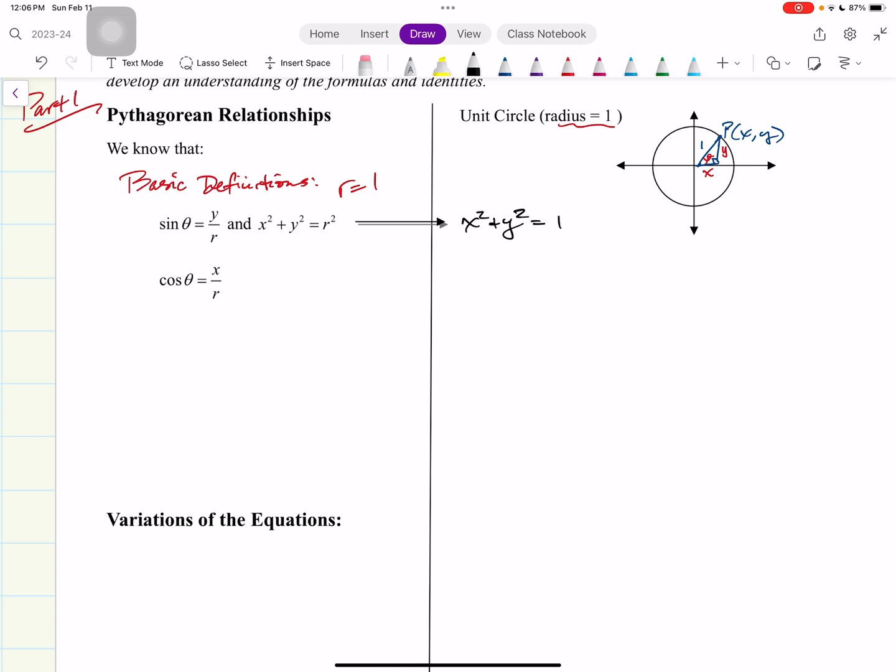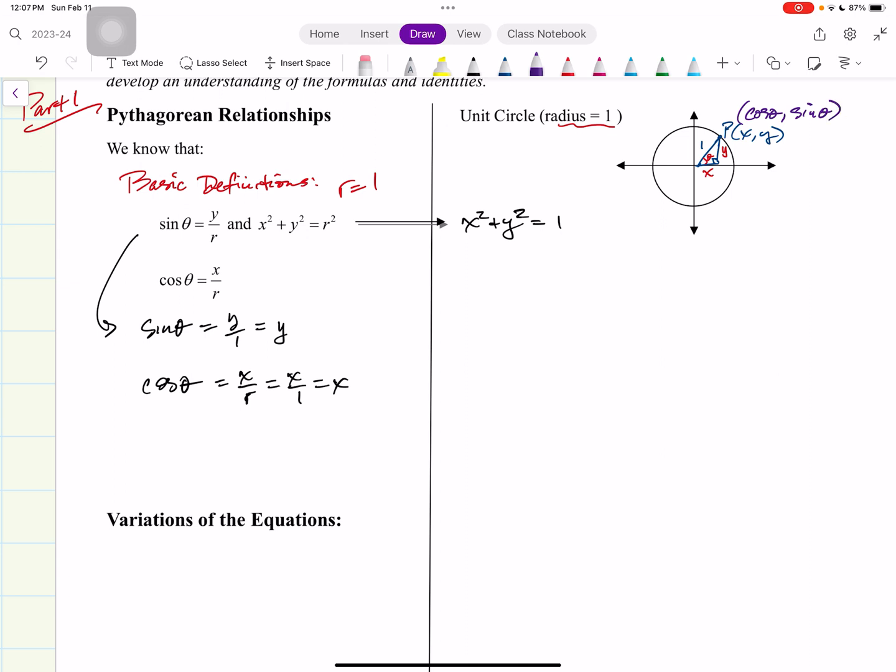Let's go on the left side real quick. Since we have a radius of 1, sine theta is typically y over r, but r is 1, so that's equal to y. Cosine theta is typically x over r, but r is 1, so we have x divided by 1, or x. So on this unit circle, at point P, we really have cosine theta, comma, sine theta. And again, this is nothing new. You guys know this.